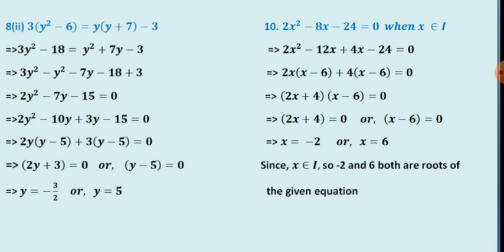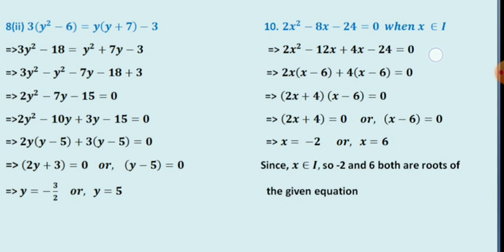Question number 10. 2x square minus 8x minus 24 equals 0. And here x belongs to integers. So let us solve it. Again, let us find the product of the first and the third term. That is 2 into 24, that is equal to 48. If I factorize it, the two terms will be 12 and 4, which will give us 8. So here we have written it as 2x square minus 12x plus 4x minus 24 equals 0.